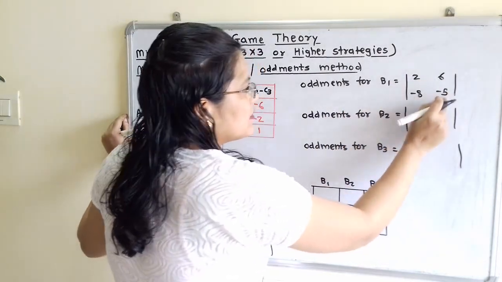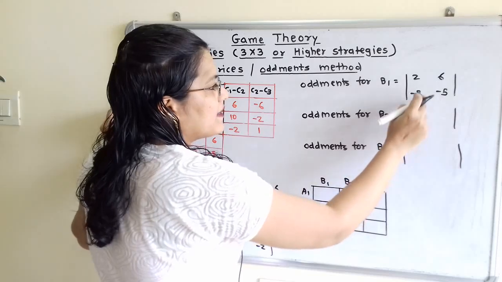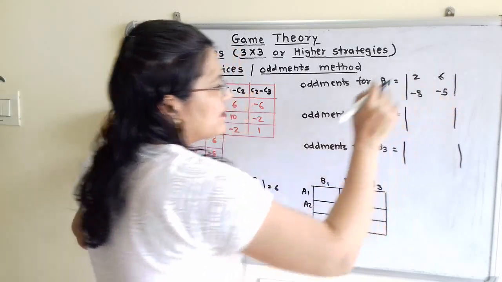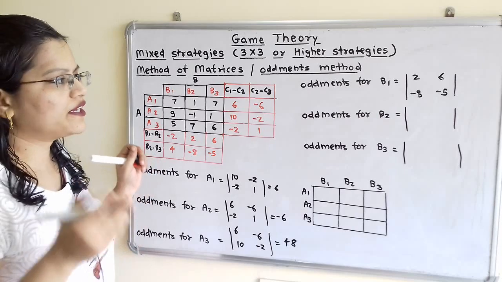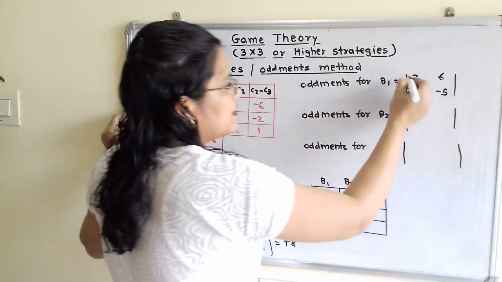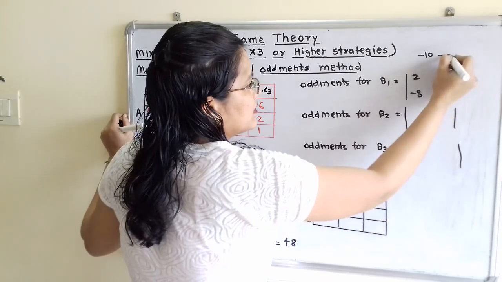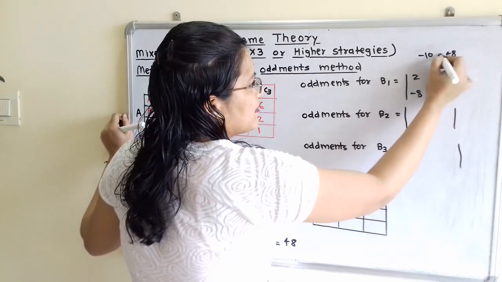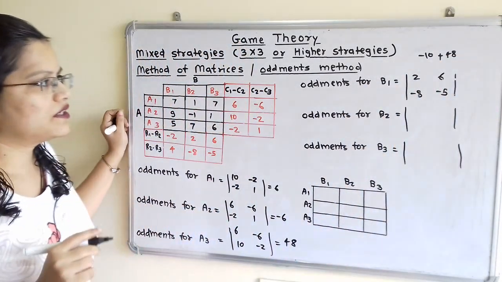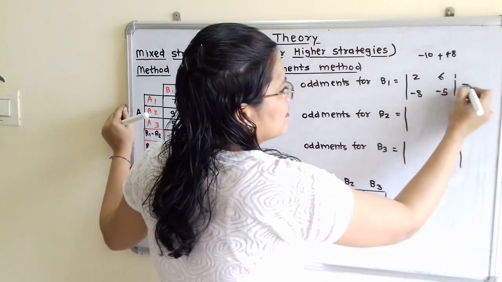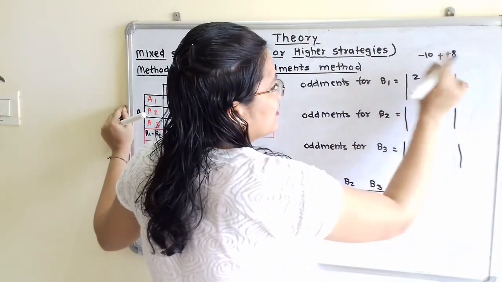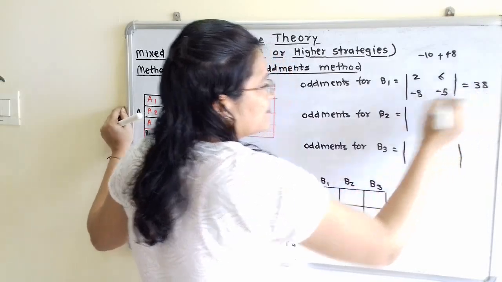So here is minus 10, minus 48. So here it will become, I will write here minus 10 minus 48. That is, minus will become plus. So here we can write the answer, that is 38.